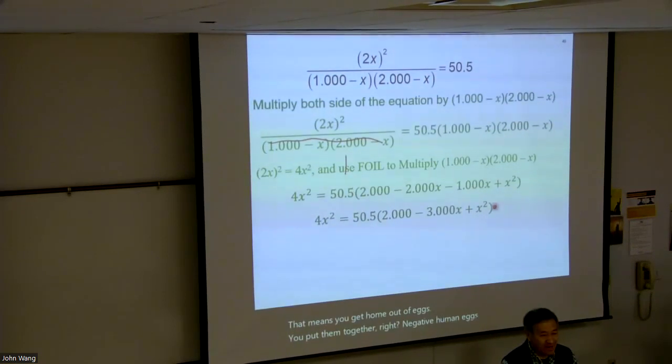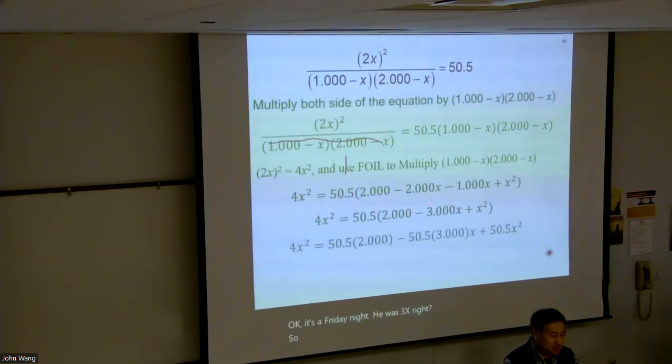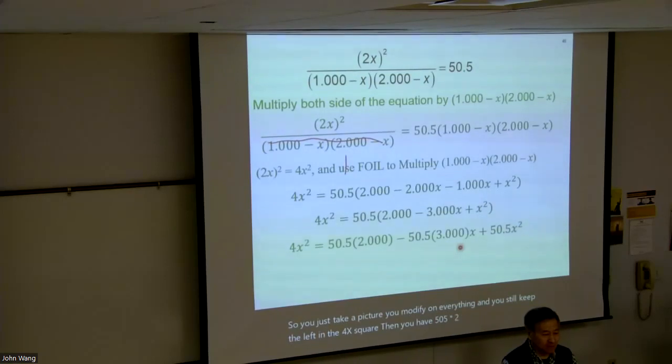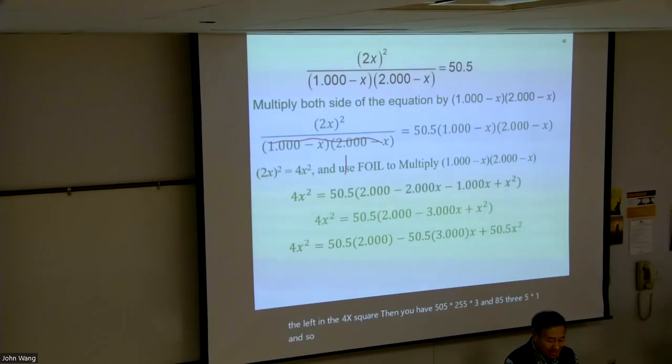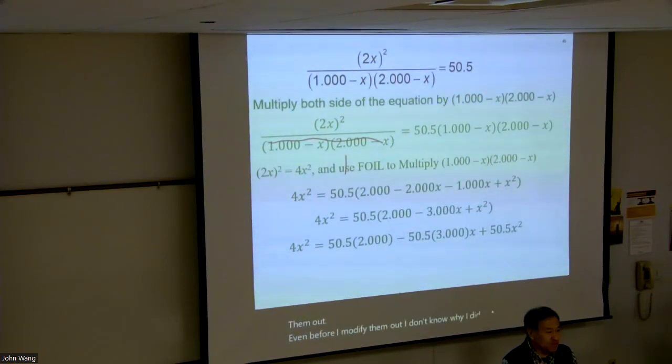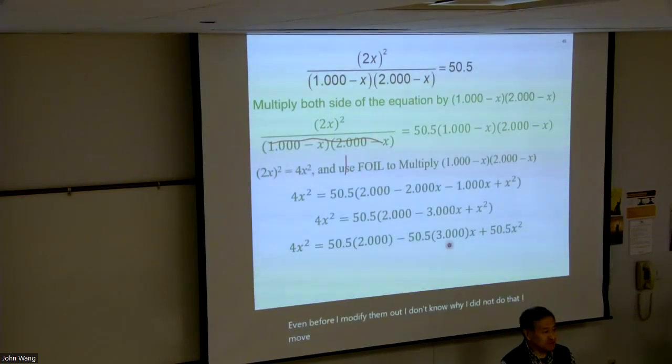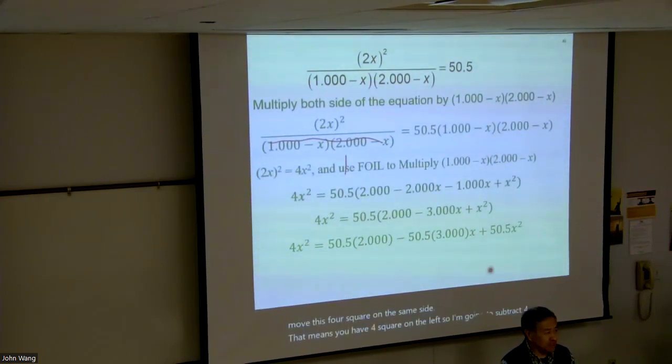Now you have everything multiplied out, and you just keep the 4x squared. Now you have three things multiplied, and two things multiplied, and then you can combine them. I move the 4x squared to the same side. That means you have 4x squared on the back, so I'm going to subtract 4x squared from both sides.